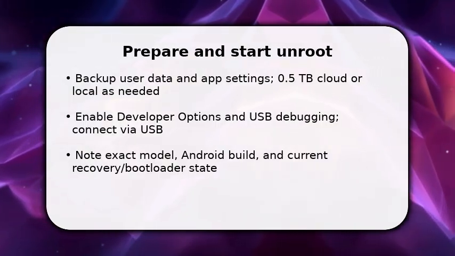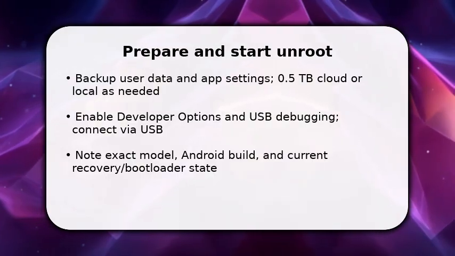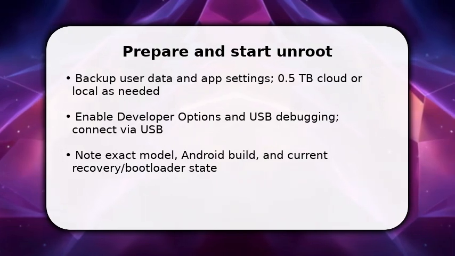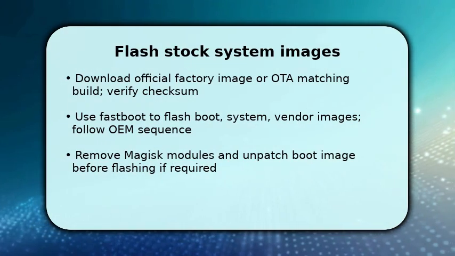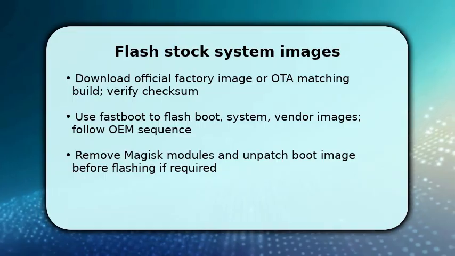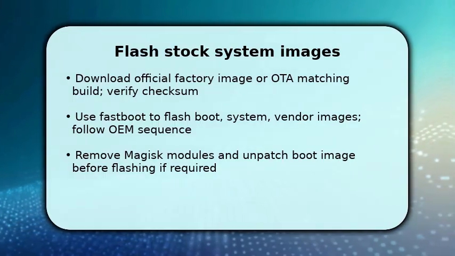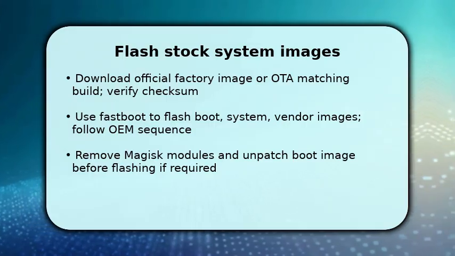If a custom recovery or Magisk is present, locate its uninstall method now. Act promptly. These steps set the stage for what you will now do: replace the modified system with stock images to remove root at its core. First, verify the downloaded factory image checksum. Corrupt files break the process.